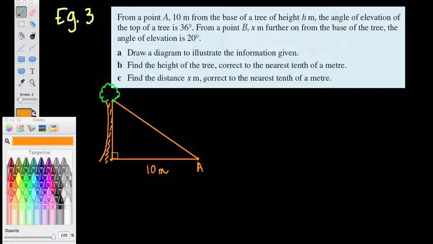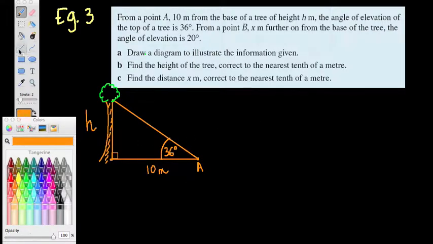You can put a little trunk on it if you want. Okay, so this point is 10 metres from the base of the tree. The height of the tree is given as h, so I'll put that there, h metres. The angle of elevation of the top of the tree from this point A is 36 degrees. There we go. That's the first part of the question.